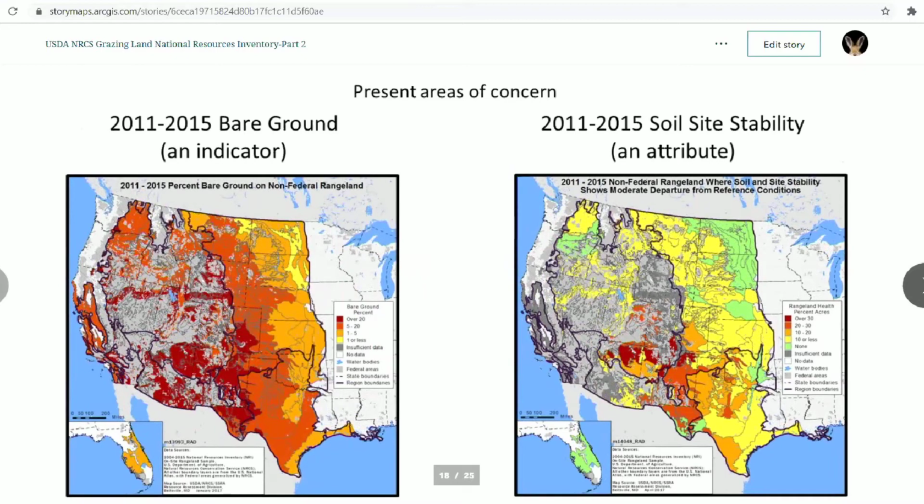So when we compare measured bare ground and the range health attribute for the same area of concern for the same time series, we can now start to bring enough information together to make some conclusions as to where the problems are.